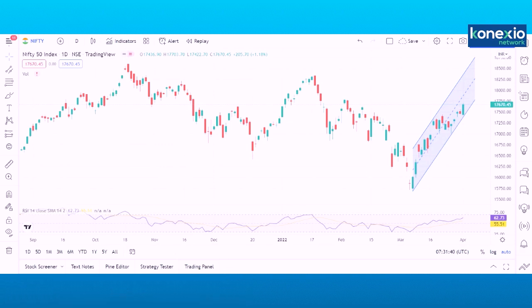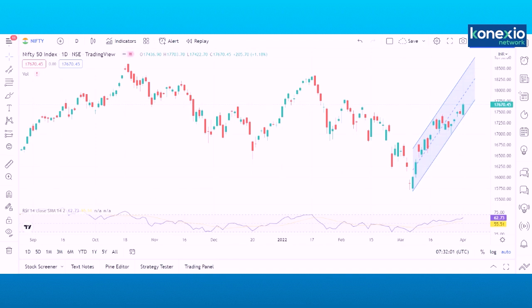So again, looking at the daily charts, it is a bullish, upward rising channel. RSI is in the comfort zone. VIX is drifting slowly and gradually on the downside. It is inching towards the 15 mark. FII have turned positive in the last couple of trading sessions. So all of this is a positive trigger for the markets.